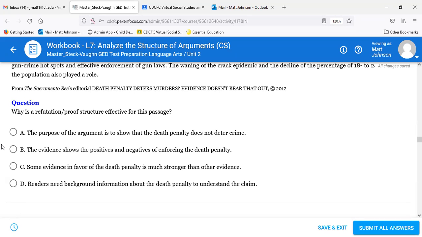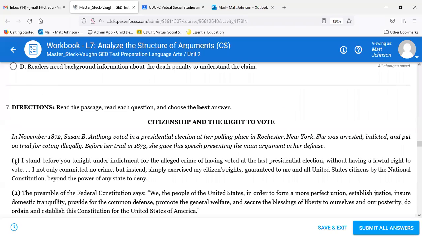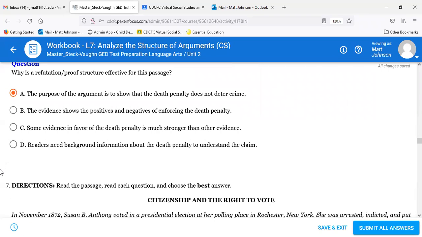Is it A? Yeah, the purpose of the argument is to show that the death penalty does not deter crime. And that's an argument that's out there. There's a separate point of view that the threat of the death penalty prevents people from murdering other people. In this case, this person is refuting that claim. So A, and then of course you provide evidence to refute that.